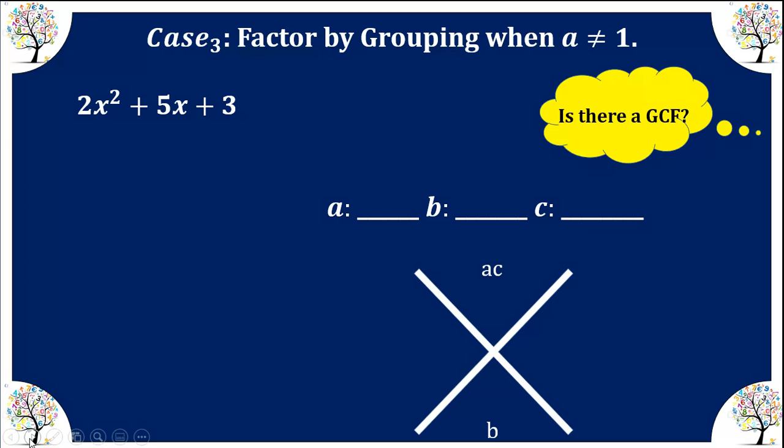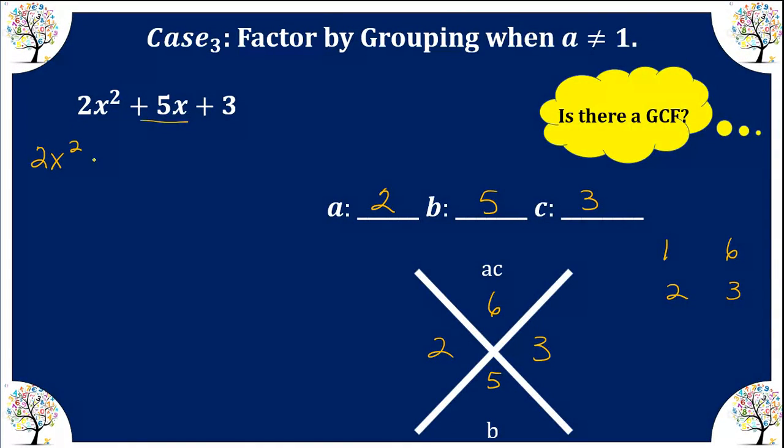First of all, we ask if there's a GCF. There is not. So now we can immediately identify our a value, our b value, and our c value. Again, we're still trying to break apart 5x into two terms without changing the value. So here we have 2 times 3, 6, and then our bottom number is 5. Our combinations of 6 are 1 and 6 and 2 and 3. We can see that 2 and 3 are the two numbers we're going to use to rewrite our linear term. 2 plus 3 is 5.